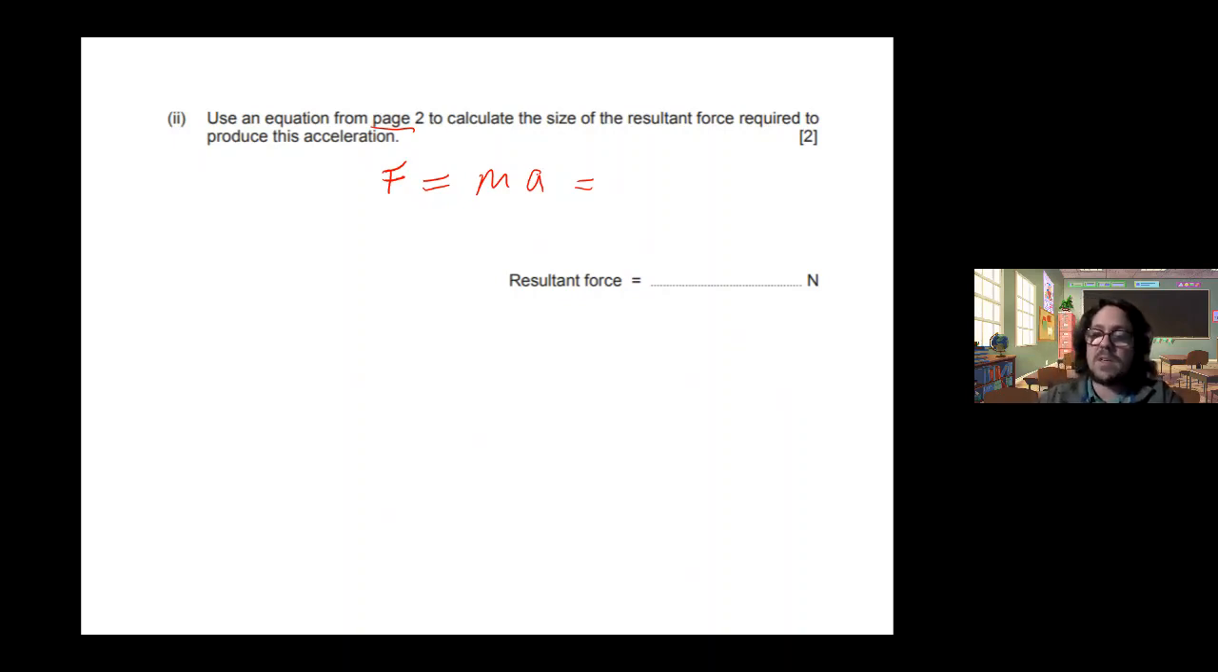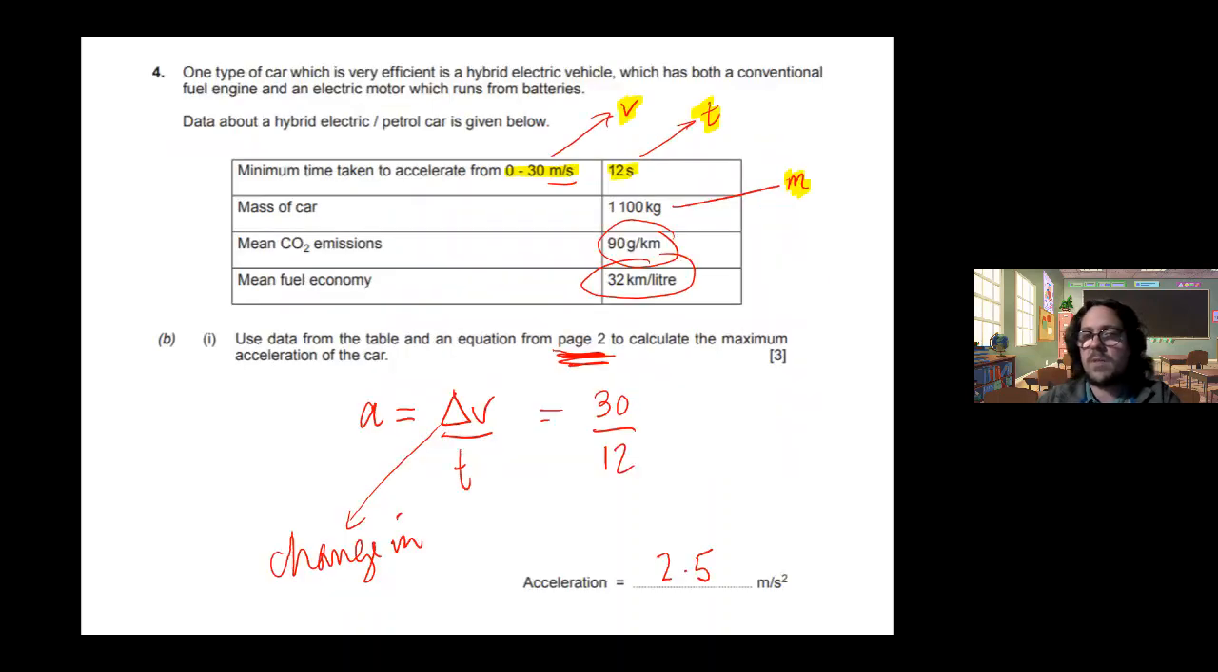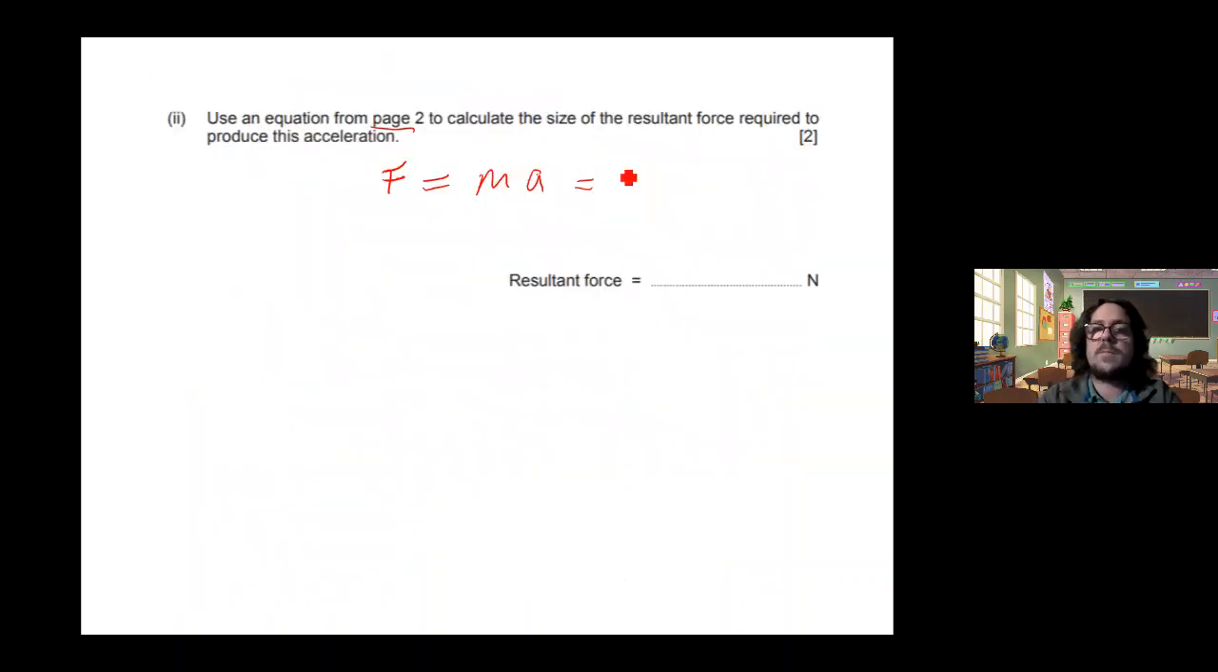Now the mass of the car, I think it was 2,000. Let's have a look. No, it isn't. I just told a lie. The mass of the car is 1,100 kilograms. That's 1,100 times the acceleration, which was 2.5, and 1,100 times 2.5 is equal to 2,750 newtons. Cool beans. Okay, let's move on.